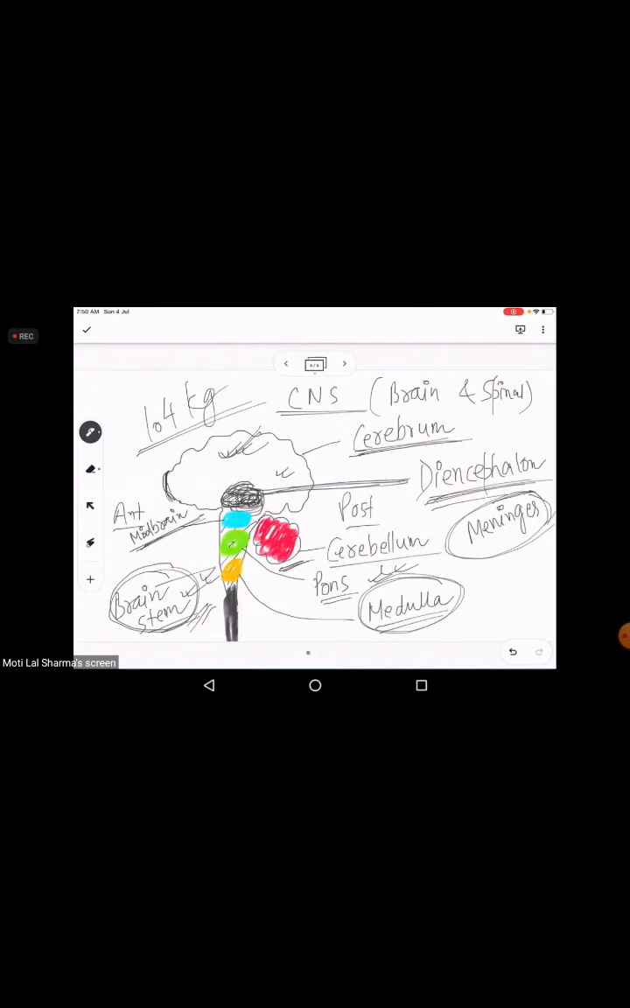And that protection is by means of what? You will say, sir, by means of the skull. Yes, we have our skull, and that skull encases and protects our brain. So our skull protects our brain.